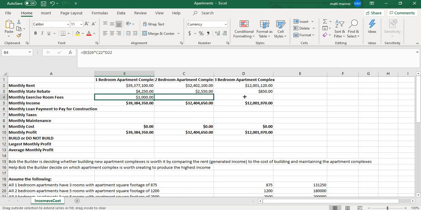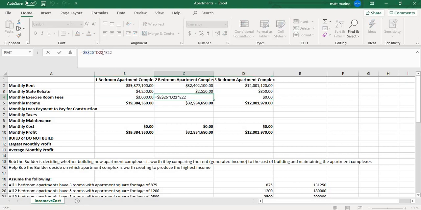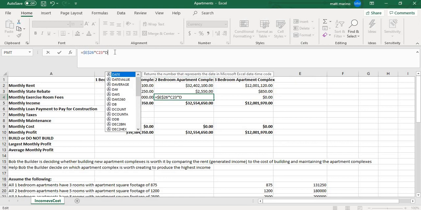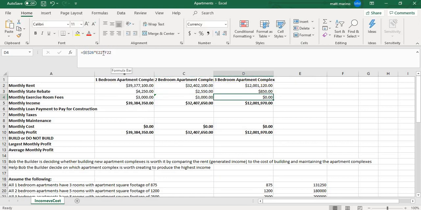We now drag our formula over and we modify the information as we need to. For our 2-bedroom, we change D22 to C23, and we change E22 to D23. For our 3-bedroom, we change E22 to C24 and F22 to D24.